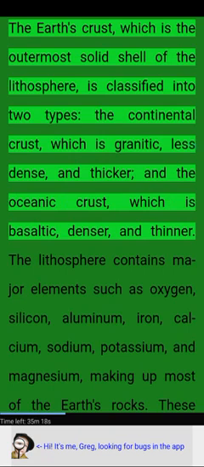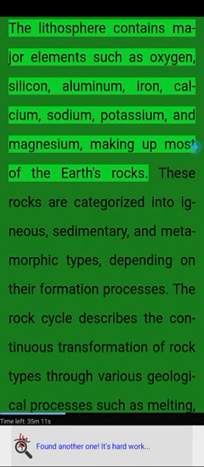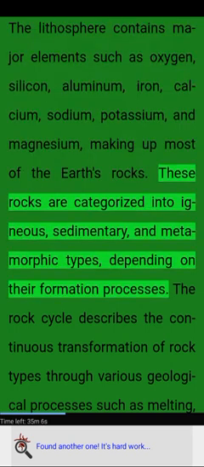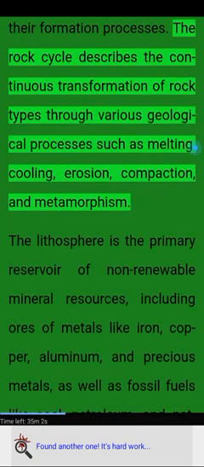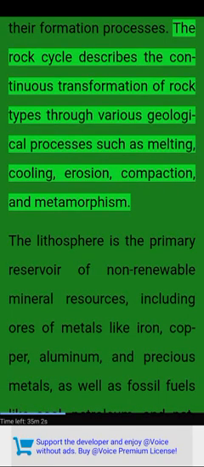The Earth's crust, which is the outermost solid shell of the lithosphere, is classified into 2 types: the continental crust, which is granitic, less dense and thicker, and the oceanic crust, which is basaltic, denser and thinner. The lithosphere contains major elements such as oxygen, silicon, aluminum, iron, calcium, sodium, potassium, and magnesium, making up most of the Earth's rocks. These rocks are categorized into igneous, sedimentary, and metamorphic types, depending on their formation processes. The rock cycle describes the continuous transformation of rock types through various geological processes such as melting, cooling, erosion, compaction, and metamorphism.